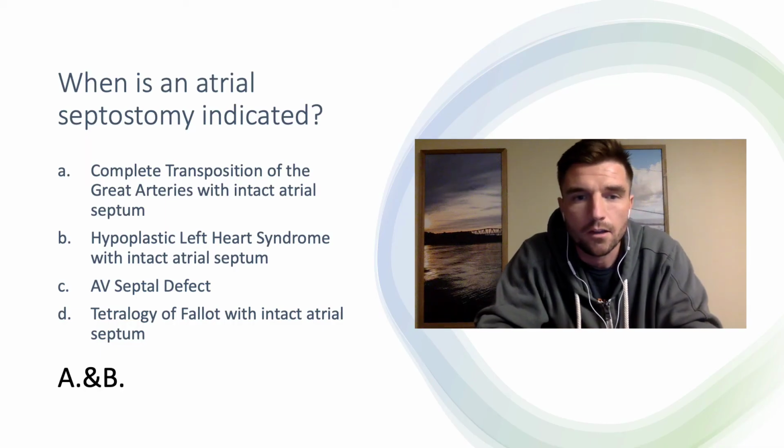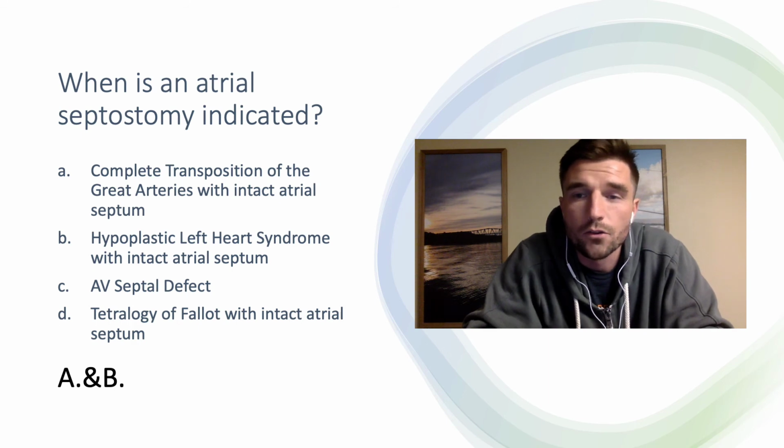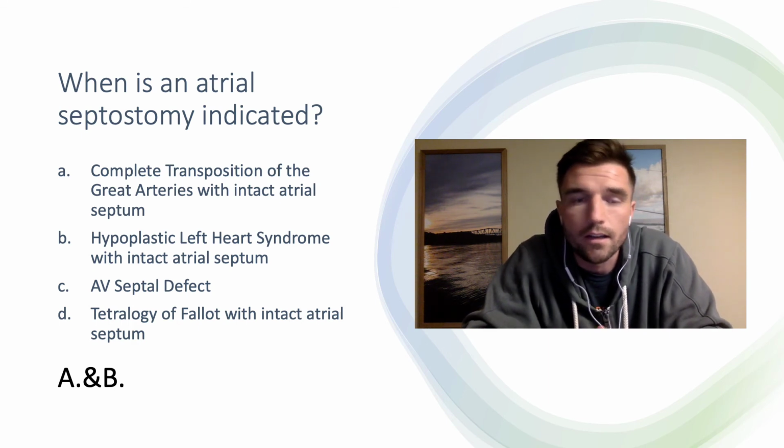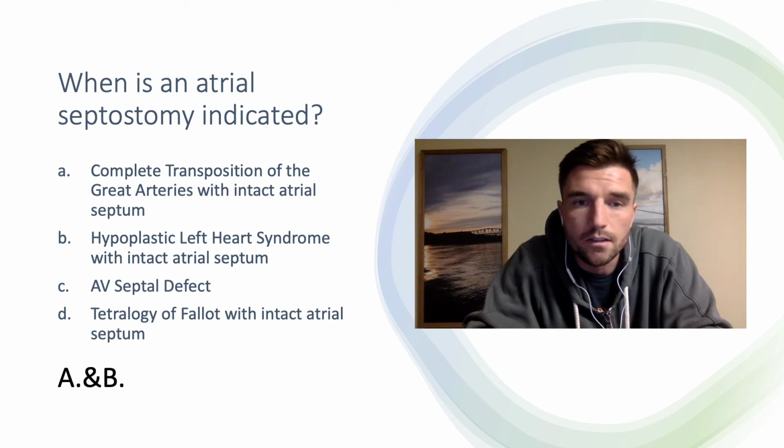The final topic I want to talk to you about in this mini lecture is atrial septostomy and when it's indicated. So let's start with a question. When is an atrial septostomy indicated? Choice A, complete transposition of the great arteries with intact atrial septum. B, hypoplastic left heart with intact atrial septum. C, AV septal defect. And D, Tetralogy of Fallot with intact atrial septum.